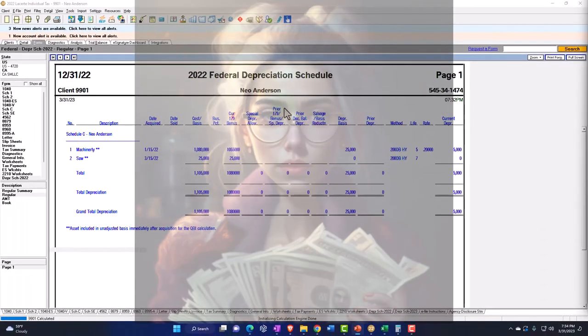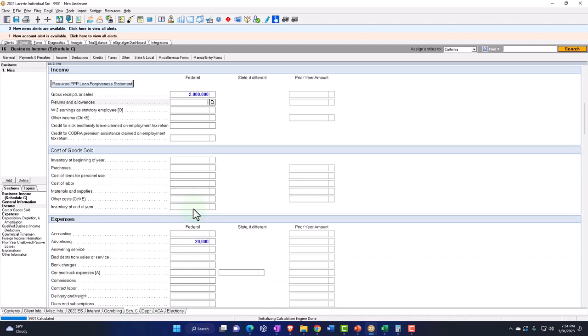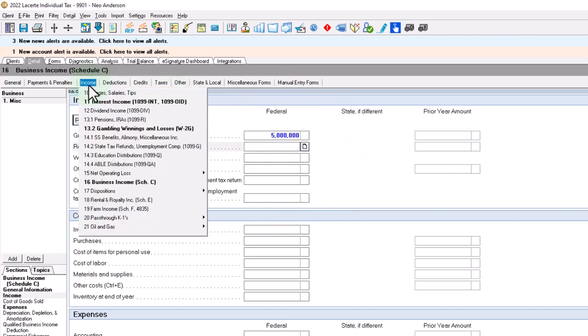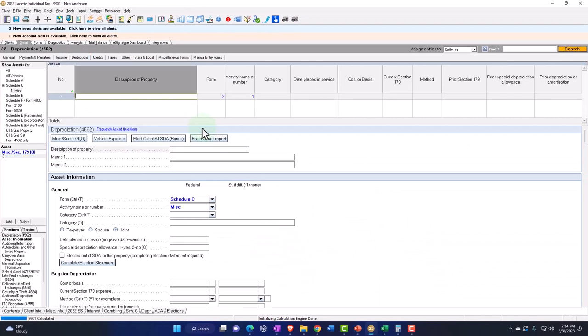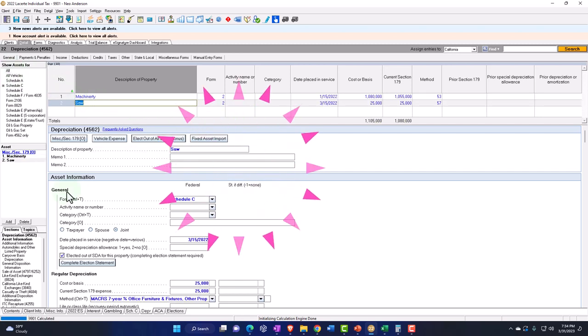So let's do that. I'm going to go back on over and check that out. So let's say my Schedule C income is like 5 million. So I have income here, and then I'm going to say on my deductions, let's say that I'm going to say this is all of them, and let's just do one at a time.